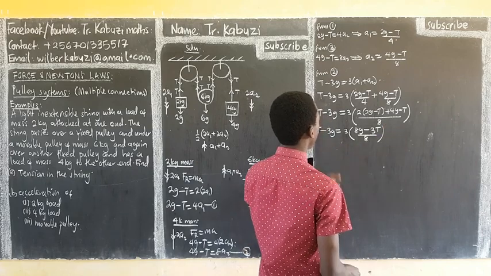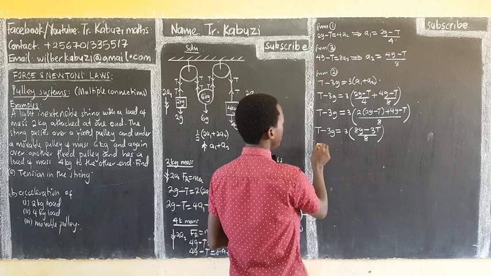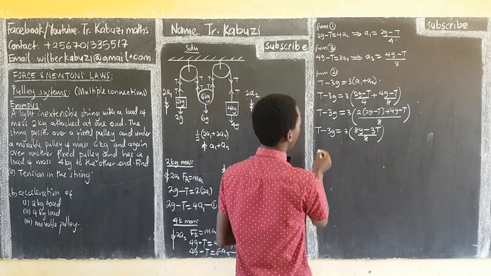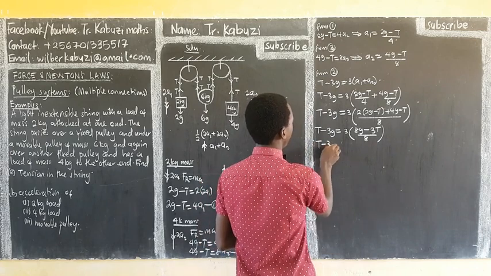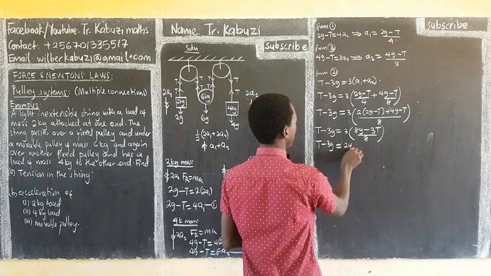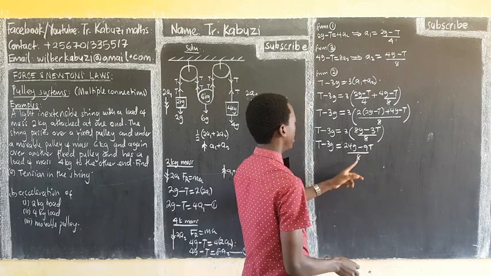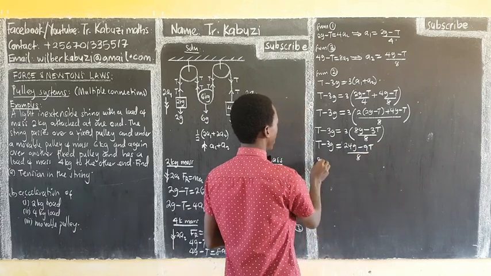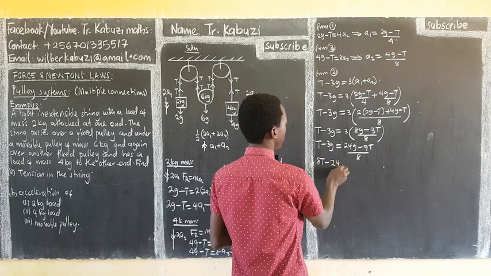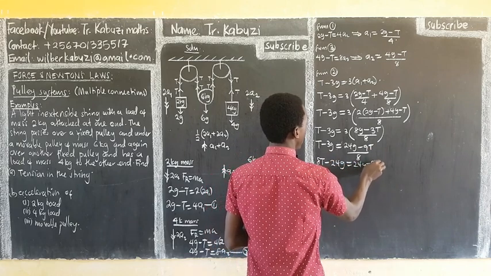If I cross multiply, so that we don't skip steps, people may complain, this side I'll be having 8t minus 24b, equal to 24b minus 9t, the whole over 8, which I can simply cross multiply. 8t minus 24b equals 24b minus 9t.